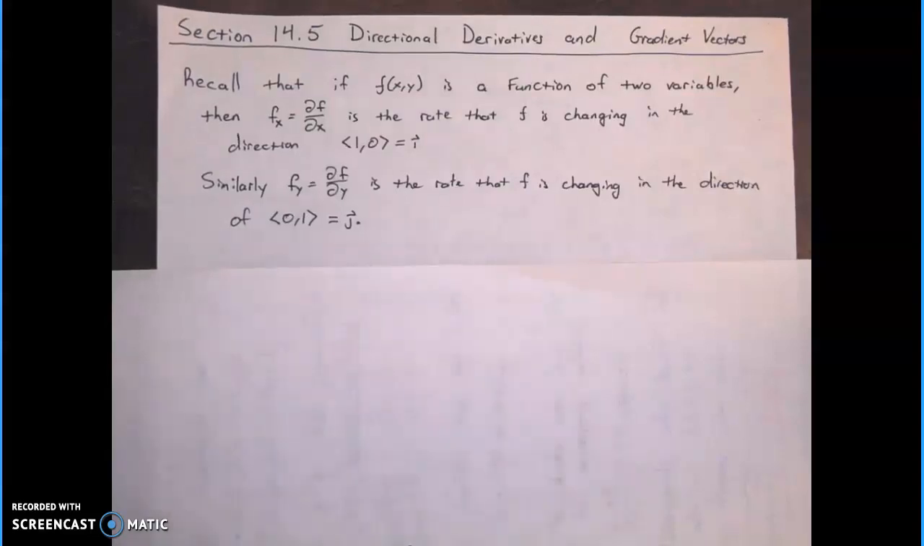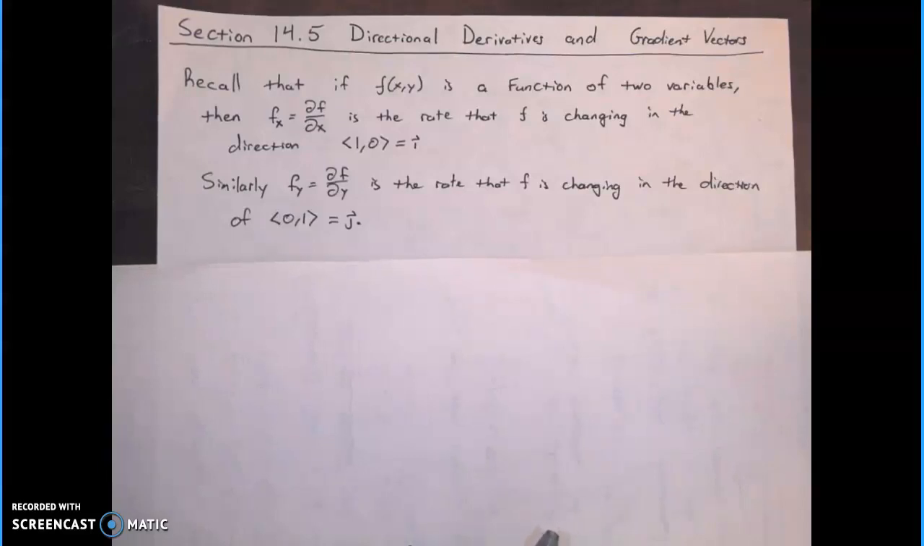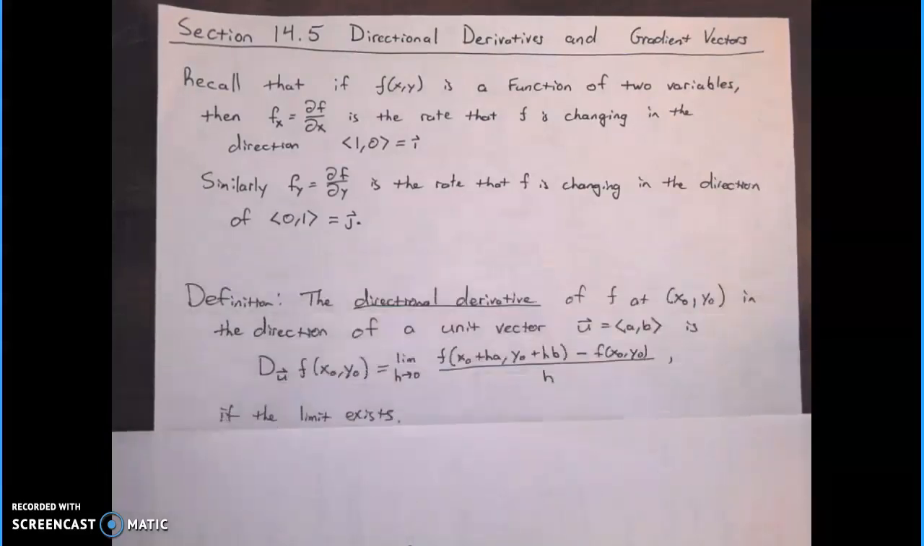This j vector. So a natural question would be, can we look at the rate that f is changing in another direction, right? This seems pretty restrictive. I can only look in two directions, or their opposites. And the answer is yes, we can look in another direction, any direction we want, at a fixed point. That's called a directional derivative.